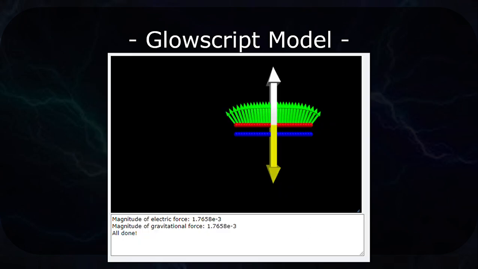This was the final model. The blue balls, or the blue tape, is the bottom tape, while the red tape with the red balls is the top tape, and the green arrows represent each electric field that the bottom tape exerts on the top tape. The white arrow represents the electric force acting on the top tape, and the yellow arrow represents the gravitational force acting on the top tape. The magnitudes of both forces are seen below.